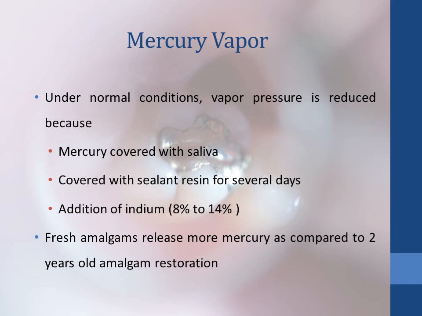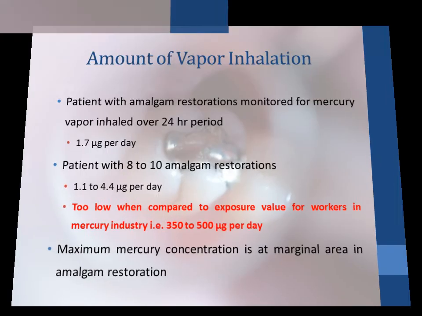And because indium, about 8 to 14%, is present, that reduces the vapor pressure and in turn decreases the mercury toxicity. Fresh amalgam, however, releases more mercury as compared to 2-year-old amalgam.